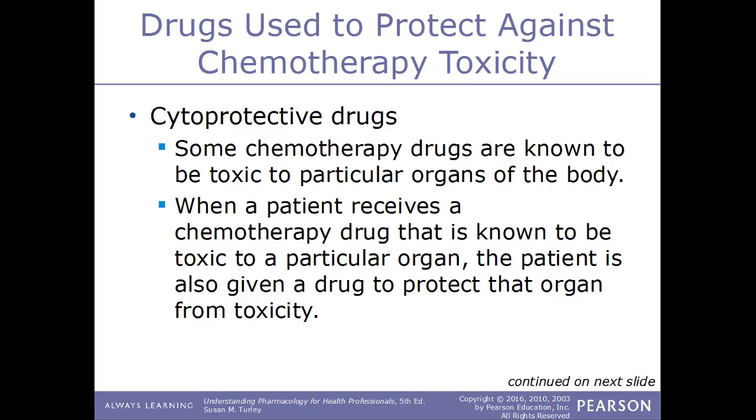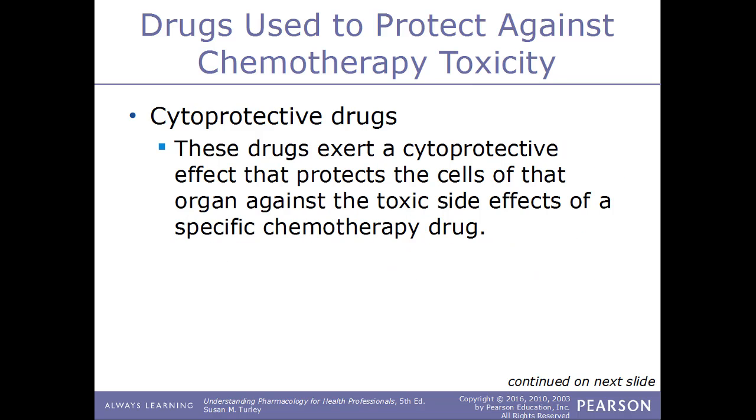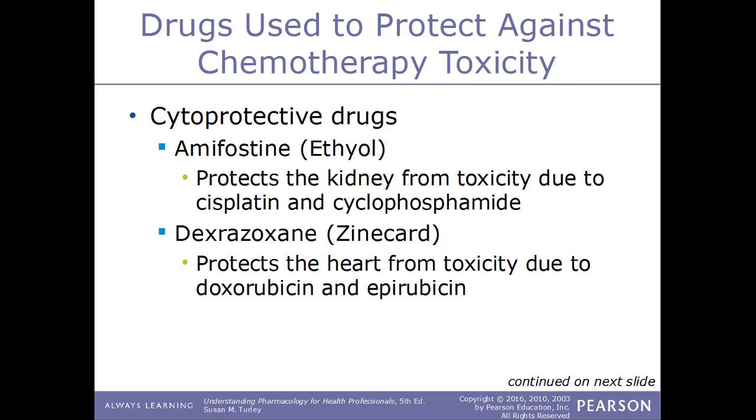So another type of drug that would fall in this category are the cytoprotective drugs. Now, some chemotherapy drugs are known to be toxic to particular organs of the body. So when a patient receives a chemotherapy drug that is known to be toxic to a certain organ, the patient is also given a drug to protect that organ from toxicity. These drugs exert a cytoprotective effect that will protect the cells of that organ against the toxic effects of that chemotherapy drug. Some examples of cytoprotective drugs include amifostine.